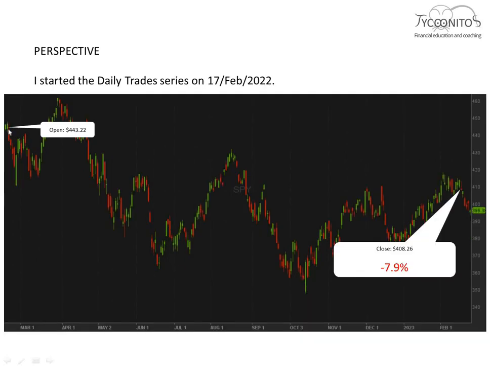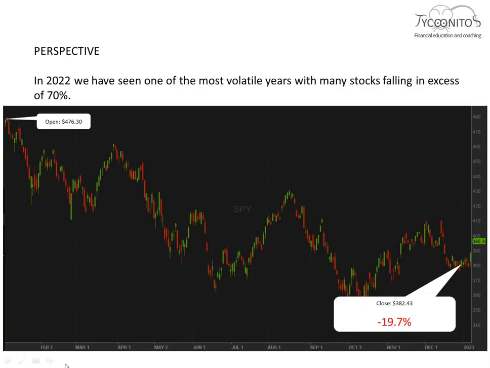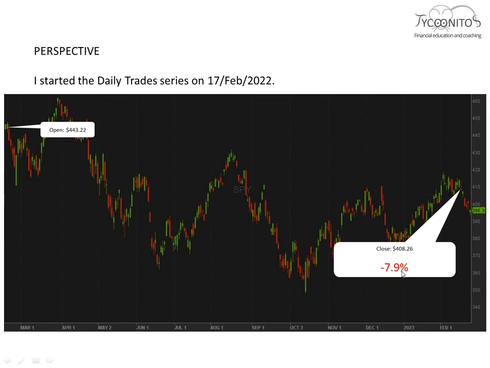So the overall result during my daily trade series was minus 7.9%. So it was much better than the 2022 result, but it's still obviously a negative figure. And when you invest your money, you don't want to lose money. My benchmark was this minus 7.9% because that covers the period when I ran the daily trade series.